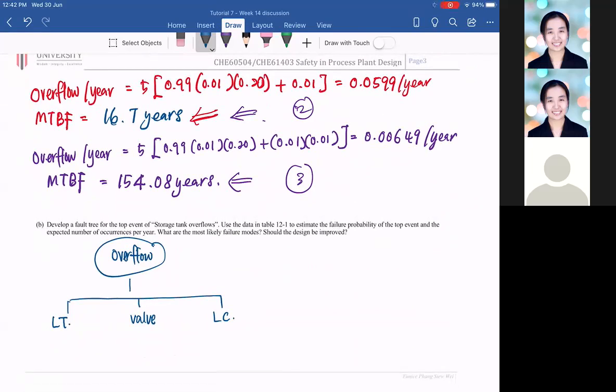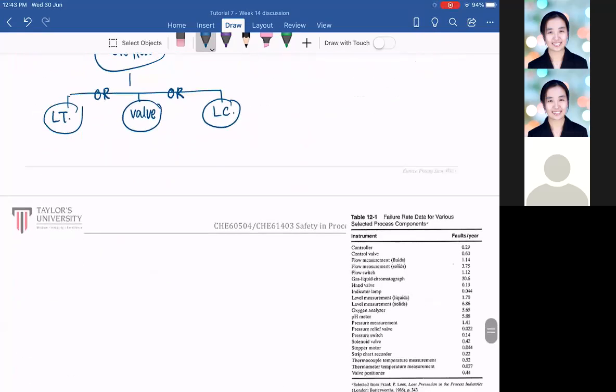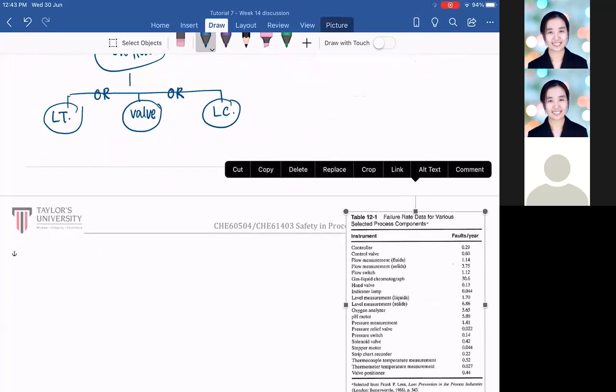I believe this is an OR gate because if your level transmitter fails, or your valve fails, or your level controller fails, none of this will happen. The whole system will not function, meaning if either one of these elements fails, you will immediately have an overflow. Okay. So again, this becomes the first question again.